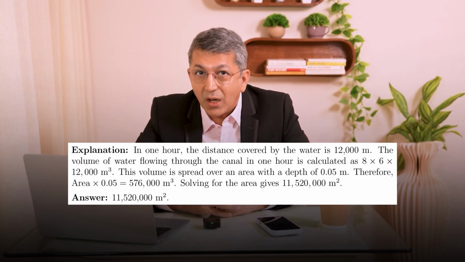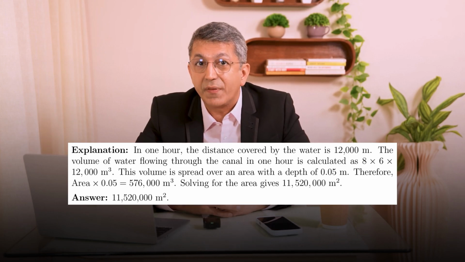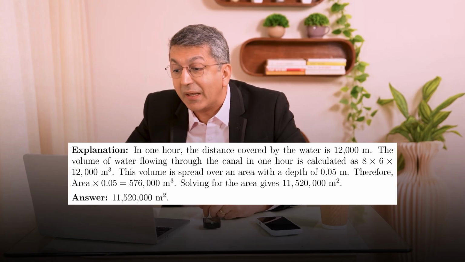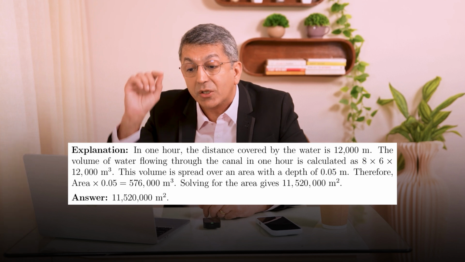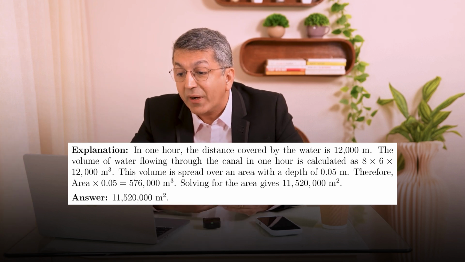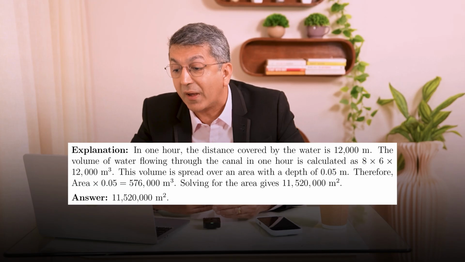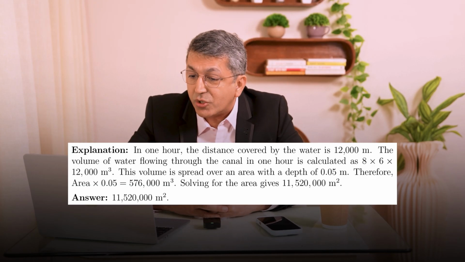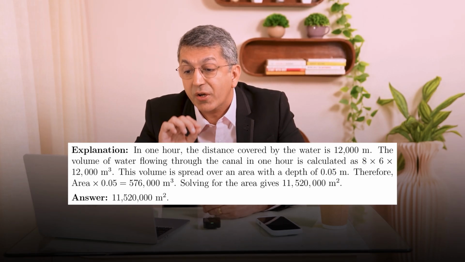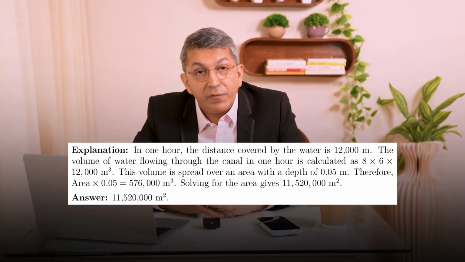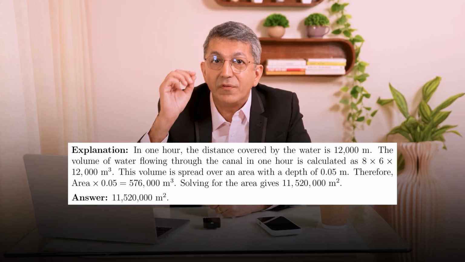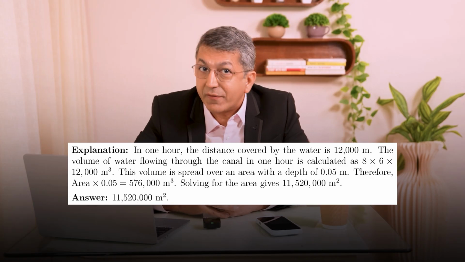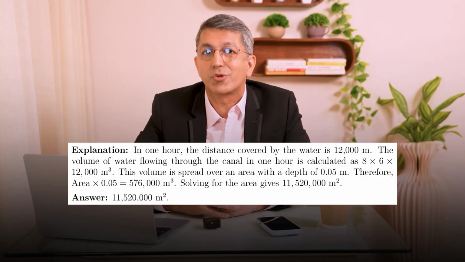Explanation. In 1 hour, the distance covered by the water is 12,000 meters. The volume of water flowing through the canal in 1 hour is calculated as 8 by 6 by 12,000 meter cube. This volume is spread over an area with a depth of 0.05 meters. Therefore, area times 0.05 is equal to 576,000 meters cube. Solving for the area gives 11,520,000 meters square. So the answer: 11,520,000 meters square.